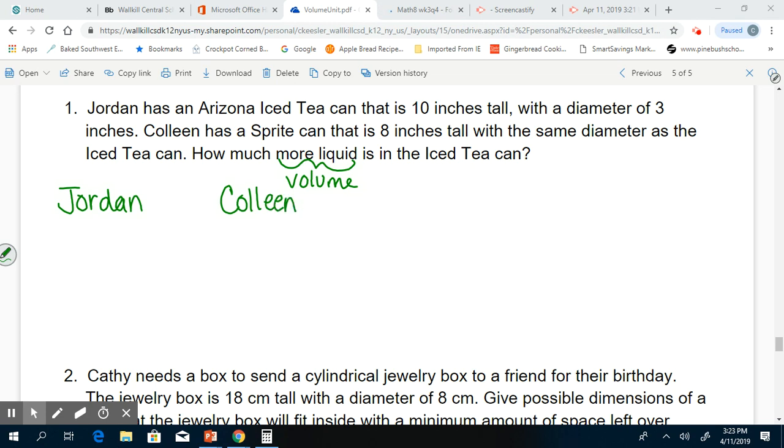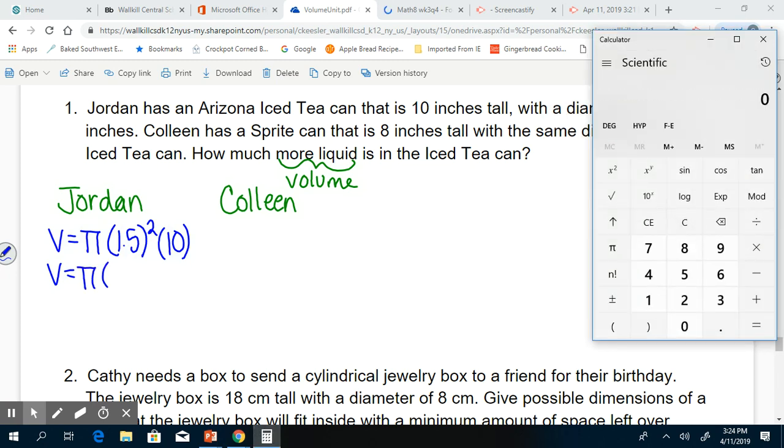So starting with Jordan, we know that his can is 10 inches tall and has a diameter of 3. So we have volume equals pi times half the diameter, which would be 1.5 squared, times a height of 10. And I'm going to go all the way to the nearest whole number to answer this question. So volume equals pi times 1.5 squared, which is 2 1/4, times 10.